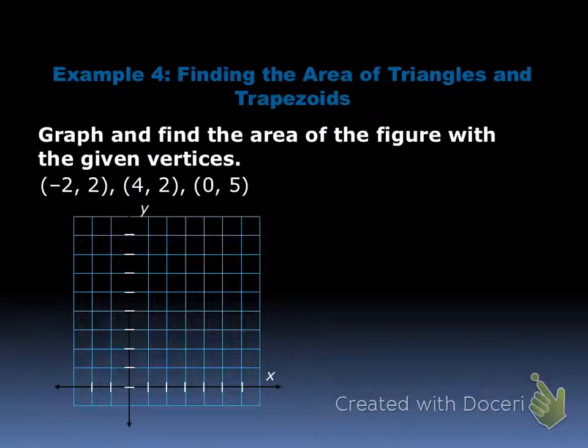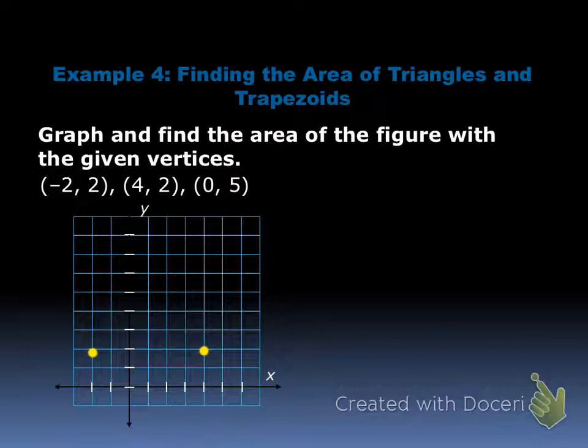Alright, now we're going to graph and find the area of a figure with the given vertices. Remember, vertices are the points, the corners of the figure. So let's try and figure this out. Let's graph these. Remember, when we're plotting our points, the X, or the left or right, is first, then the Y, or the up and down, is second. So -2 means we go to the left 2, and then up 2. Over 4, up 2.